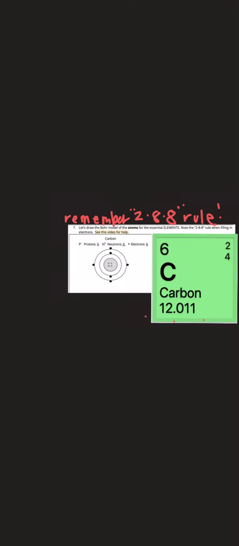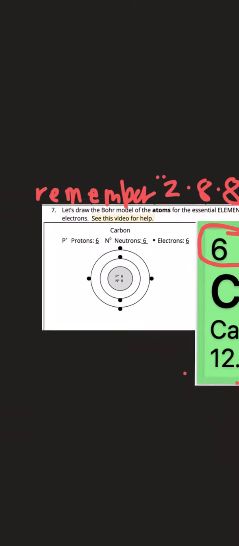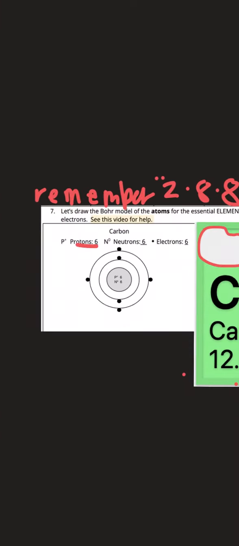When drawing out Bohr models of neutral atoms, this is an atom of carbon, you go to the periodic table and you look at the atomic number, which in this case for carbon is 6. So that means that carbon has 6 protons and the exact same number of electrons in a neutral atom.